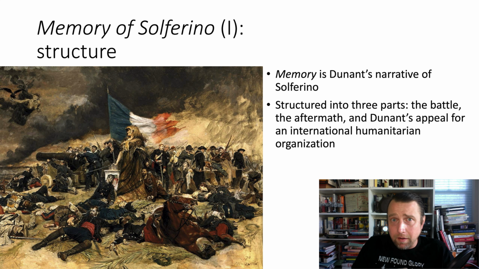Now, the Memory of Solferino contains 3 parts. It begins with a narrative of the battle. Then it contains a description of the injured and dying, of the battle's aftermath. And the 3rd part contains a proposal for this international organization, which would come to be called the Red Cross. So let's consider these 3 parts in turn.